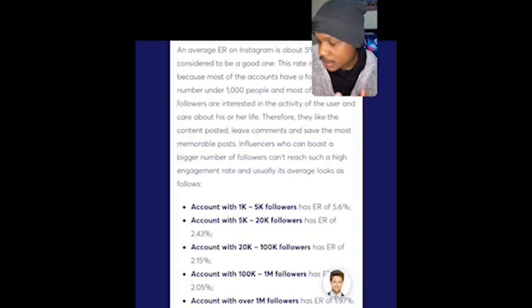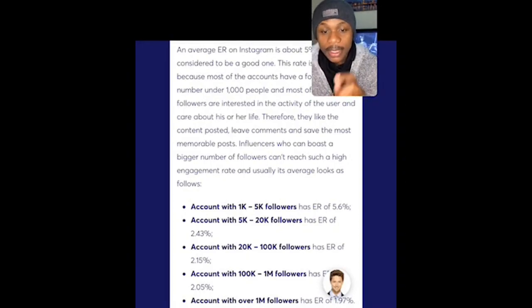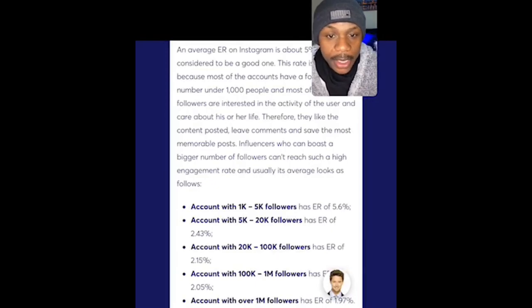You use a website called Hyper Auditor. Just go on Google and search Hyper Auditor. Then you just put your name there, and it will show you your ER. It's free, but if you want more information, then you have to pay. But for ER, it will show you everything.